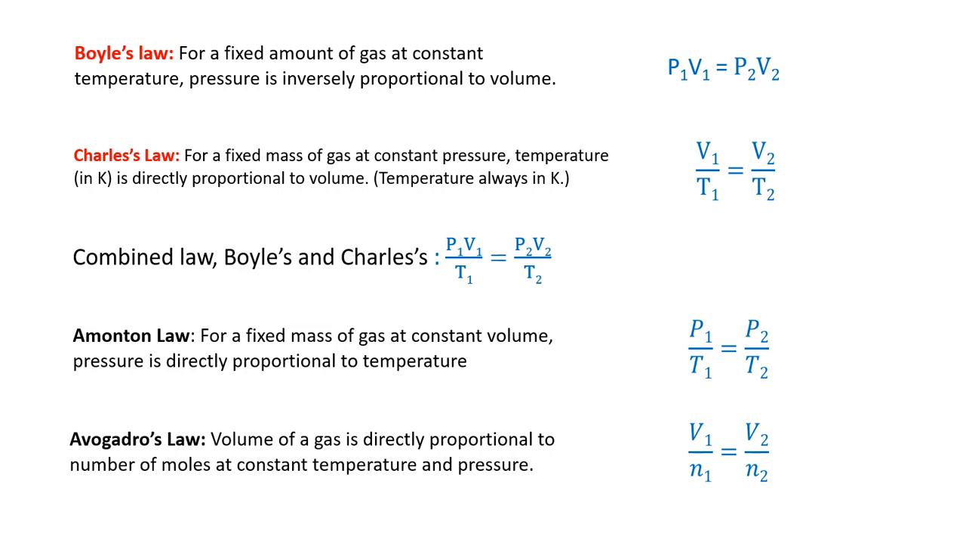So we have Boyle's law. That's how it is represented mathematically. We have Charles' law, and its mathematical representation. We have the combined gas law. Its representation is given here. Then we have Amontons' law, how it is represented, and Avogadro's law, and how it is represented.